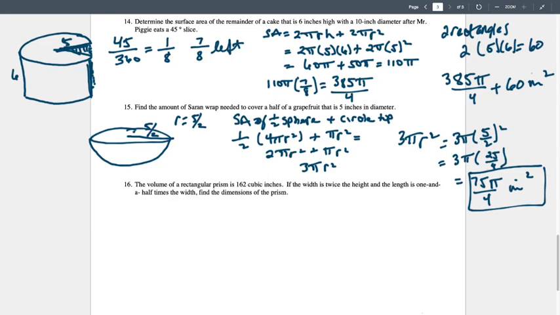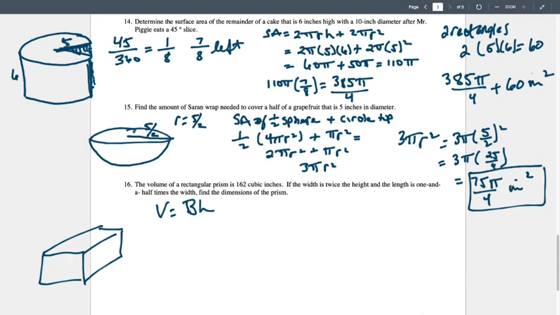We have the volume of a rectangular prism is 162 cubic inches. So let me draw that. Okay, so that's the volume, and we're doing a rectangular prism, so that's going to be the area of your base times the height. If the width is twice the height and the length is 1.5 times the width, find the dimensions of the prism.